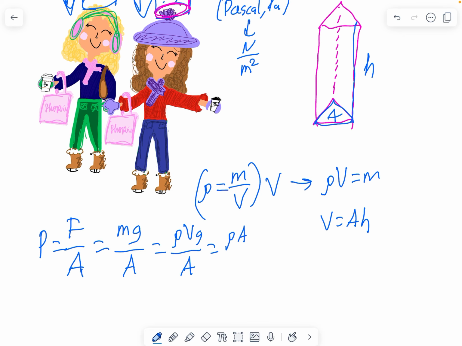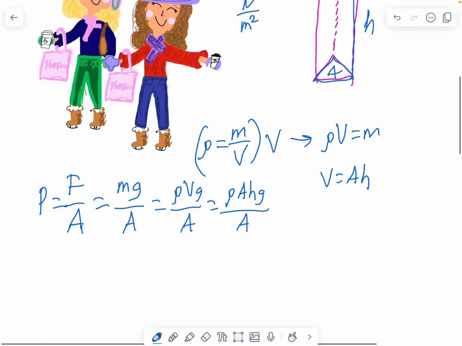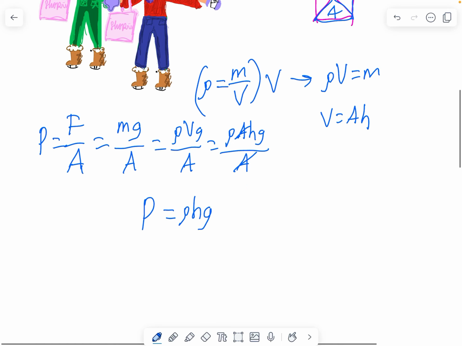So density times area times height times little g divided by area, and that's equal to pressure. Then A is on top, A is on the bottom. So what we really get is pressure, big P, is equal to density times height times little g. But I think in your formula chart, it's density times little g times height, so I'm going to replace that so people don't get confused. And this is the formula you're going to use whenever you're calculating the pressure from a fluid.